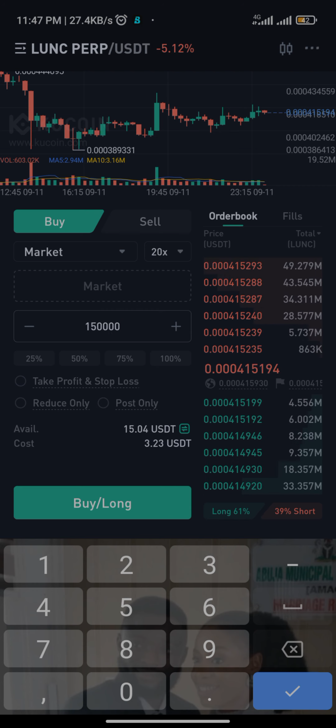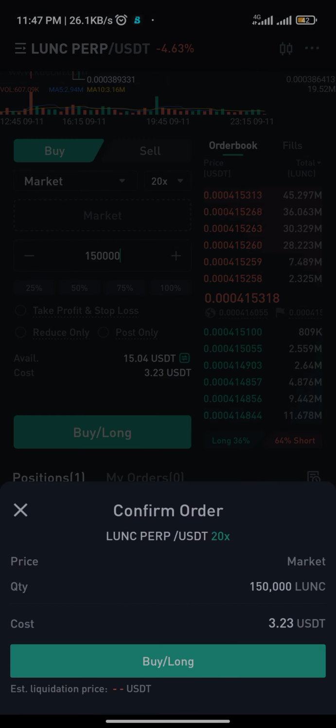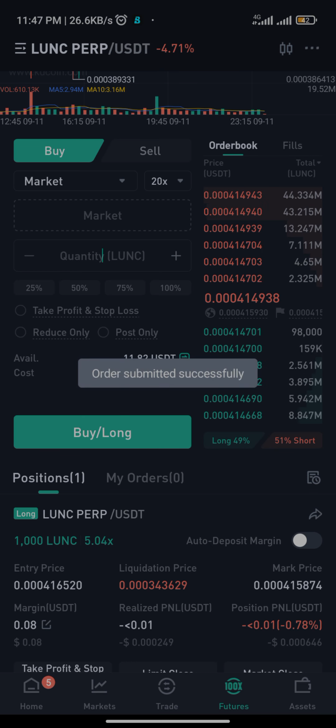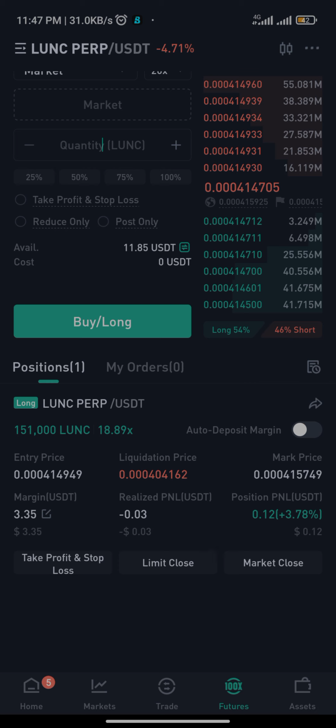Okay, this is cool. So what I'm going to do now is click on buy long. That means I predict the price will go up, and then you confirm the stuff right here. Yes, fully submitted. And you can see right now I made, how much is that? I have 8 cents profit already. You can see the P&L right down here.